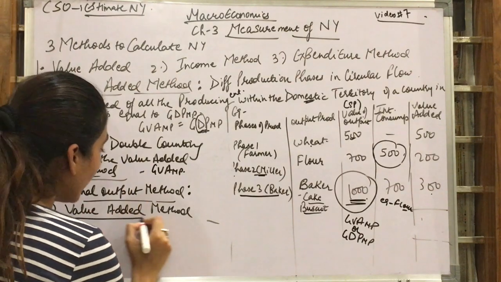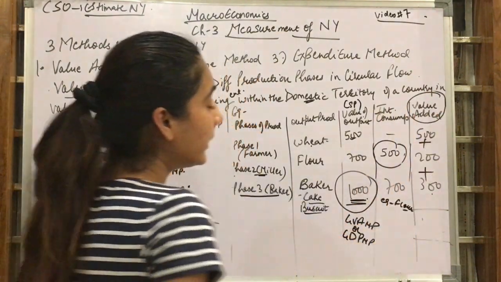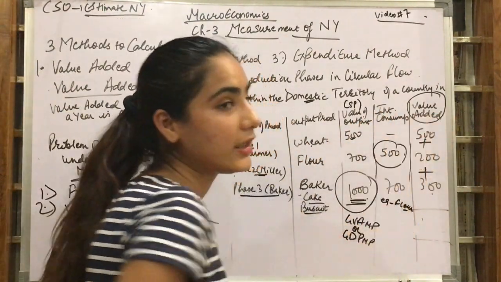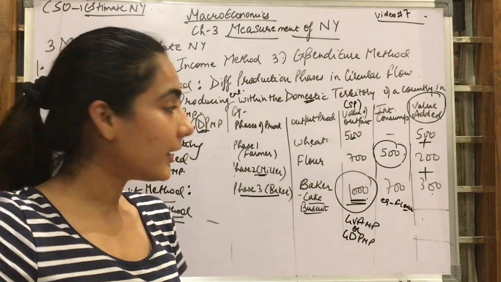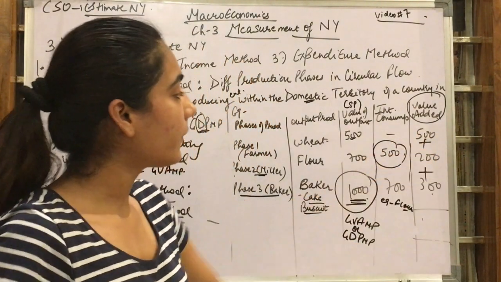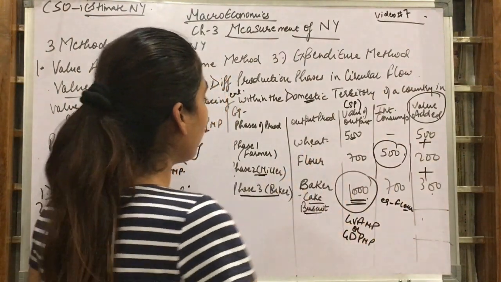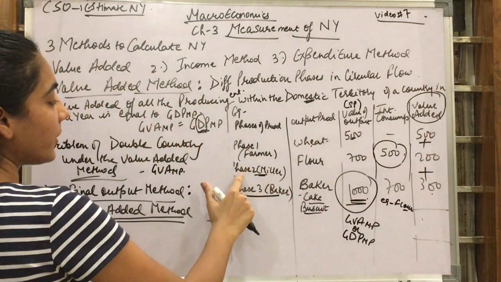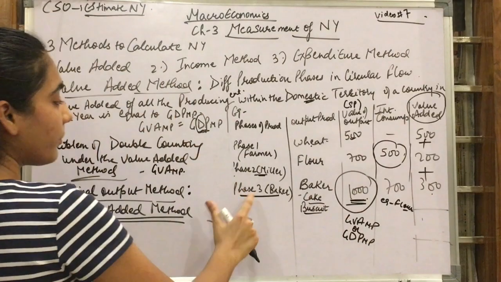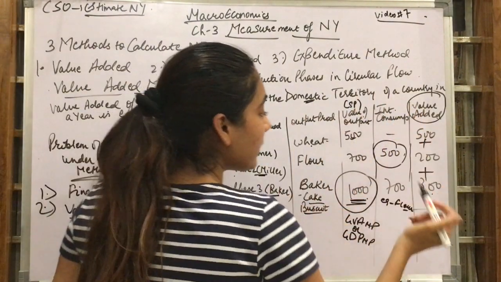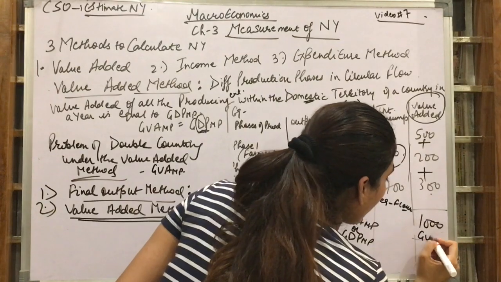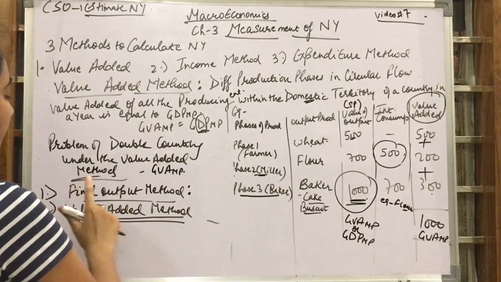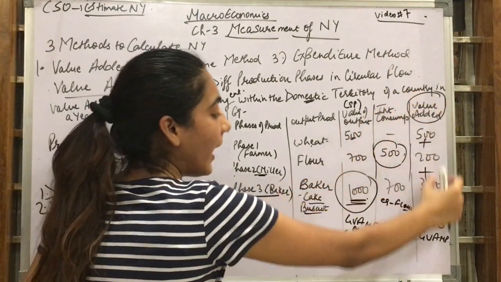Second is the value added method. We are going to add up the values of different producing enterprises to find out the gross value added at the market price. 500 plus 200 plus 300. So 500 comes under the phase of production of the farmer, 200 is the phase of production of the miller, and 300 is the phase of production of the baker. So when we add up these amounts, we get 1000, which is the gross value added at the market price. So there are two methods which I have told you. First is the final output method. Second is the value added method.